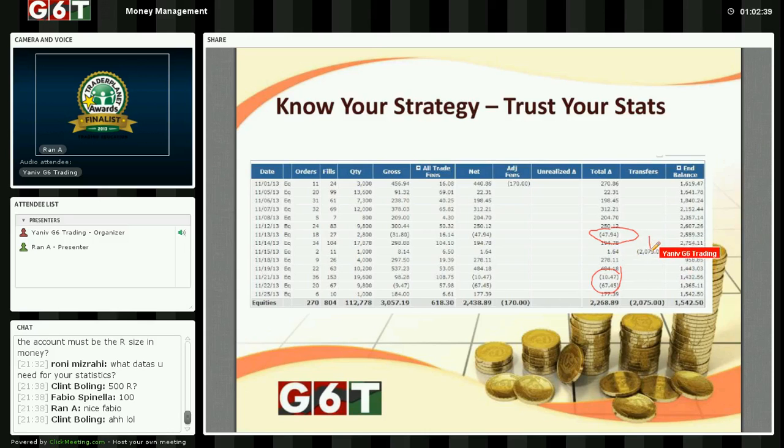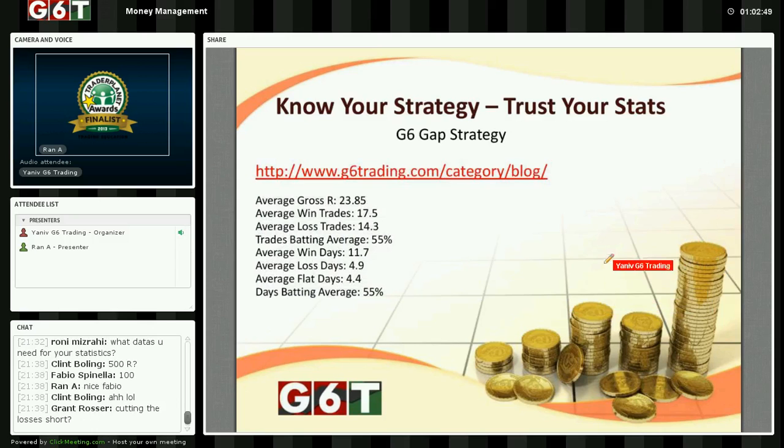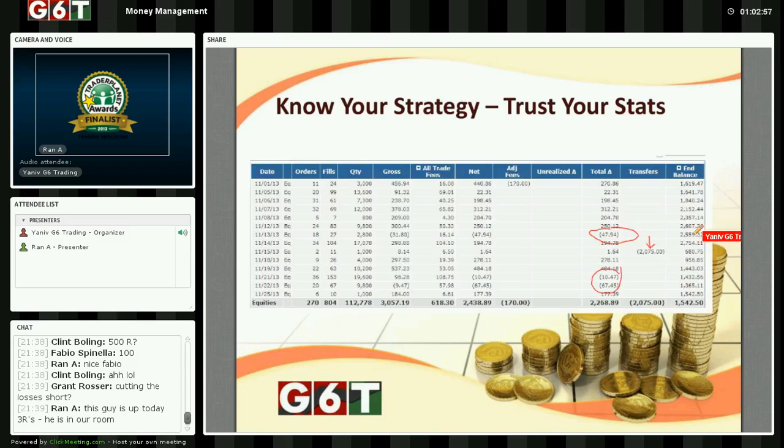And pulling money out of his account, $2,000 here, great account, great money management. Cutting the losses short. Yes and no, Grant. For these results, you need basically two things, and that's what we'll see in the next slide. One is statistics: even if you lose 1 hour and you have a 50% or a little bit higher batting average on trades, you will get to these results easily.